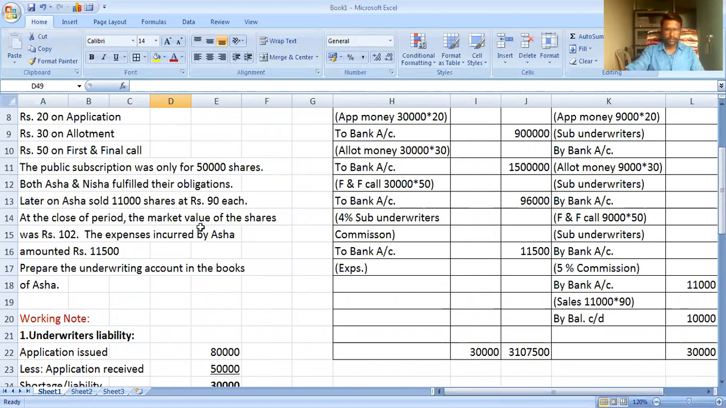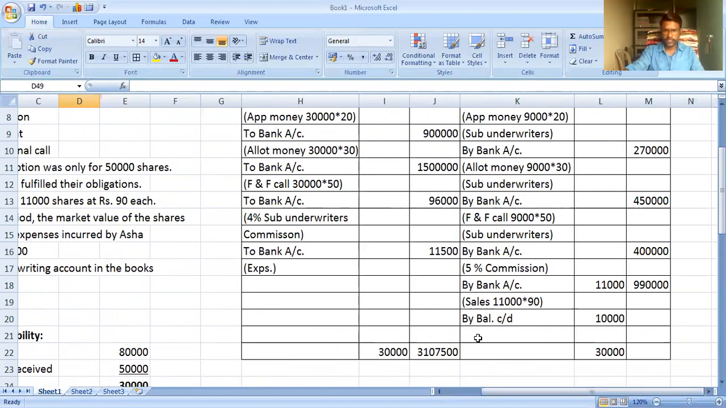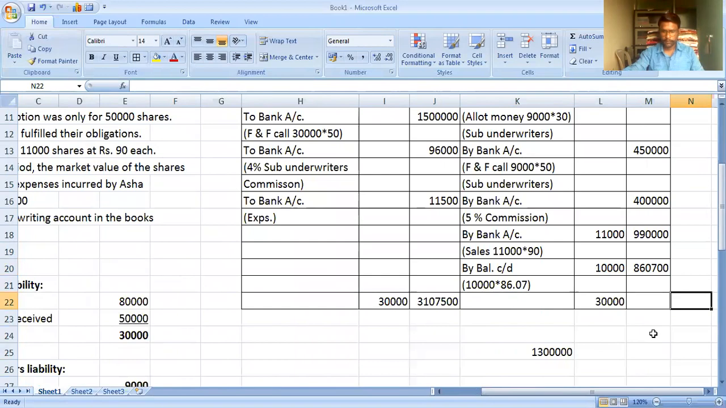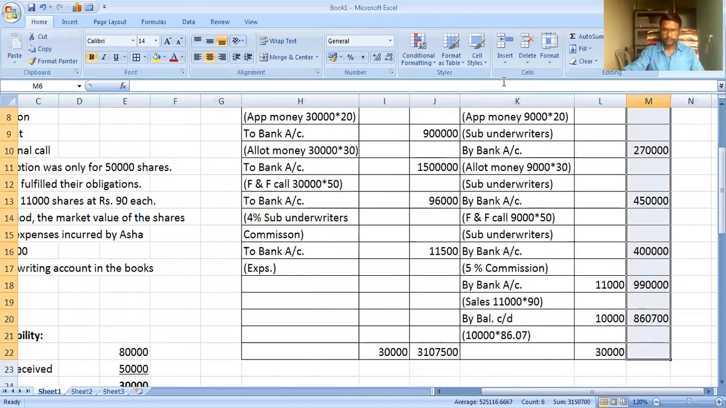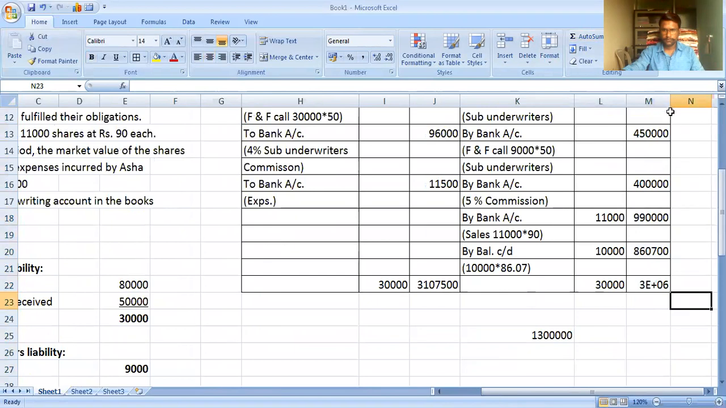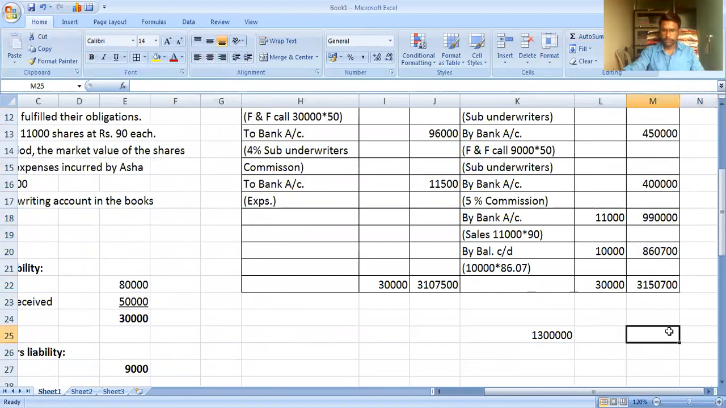In that question, market value is given 102. It means cost price or market price, whichever is less. Here cost price is less than market price. Hence, consider cost price: 10,000 into 86.07, 8,60,700. Then create total of credit side, 31,50,700.